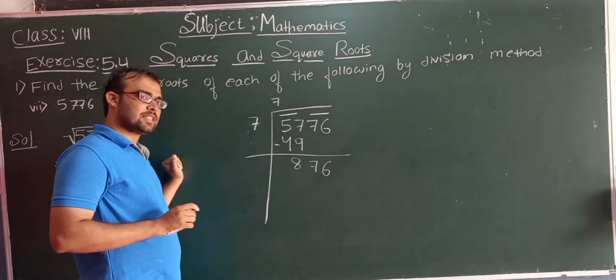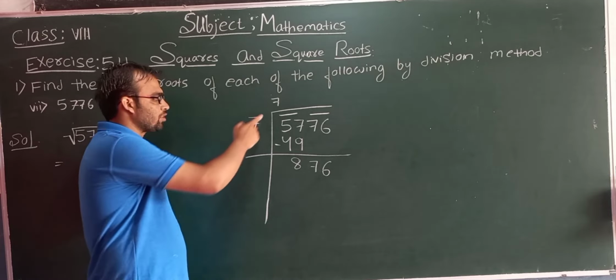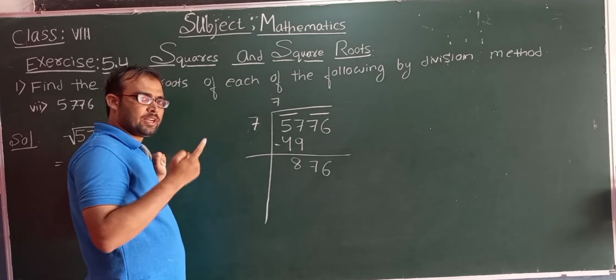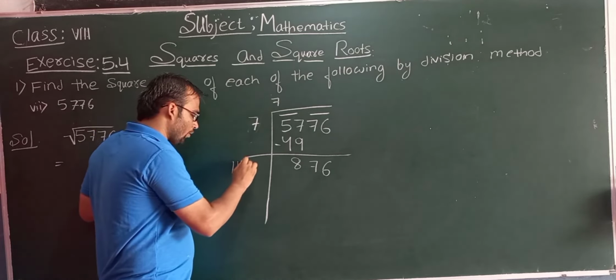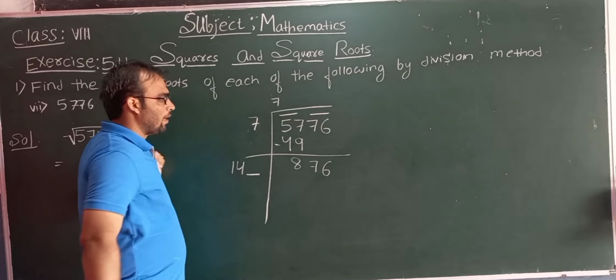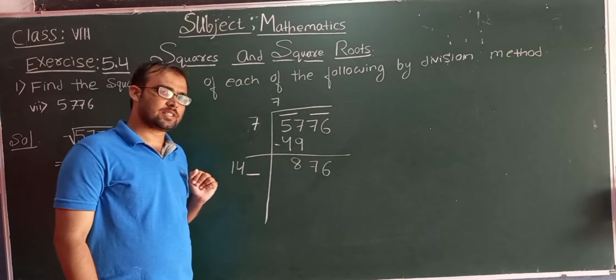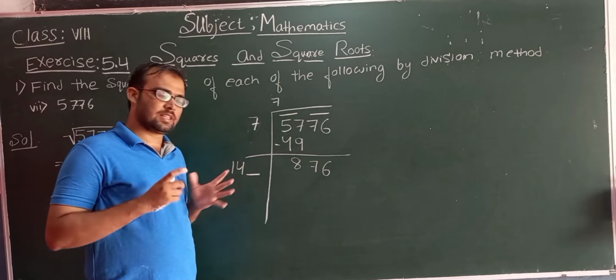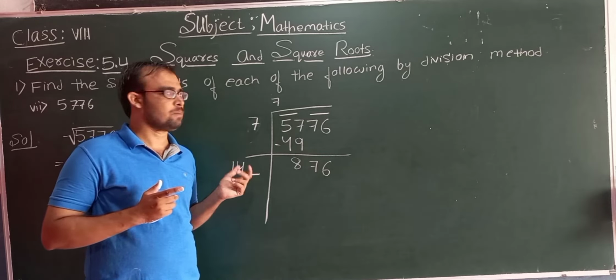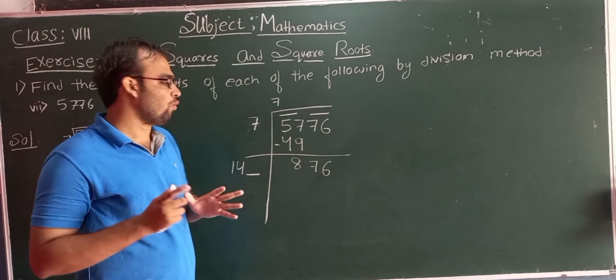Okay, now what is the next step? We need to double the quotient. So here the quotient is what? 7. So when we double it, what are we getting? 14. Now put the blank. Okay, now what is the next thing? We need to fill this blank with a number such that when we multiply this number with the new digit in the quotient, what we have to get?